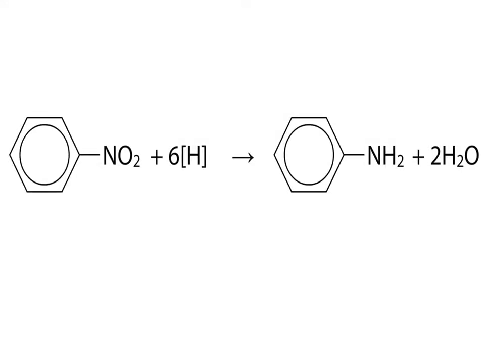Aromatic amines can be made by reducing a nitro-substituted benzene with tin and hydrochloric acid at 100 degrees Celsius. Sodium hydroxide is added at the end of the reaction to neutralize the HCl.